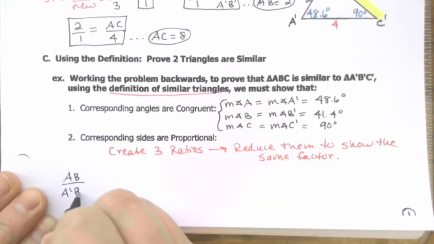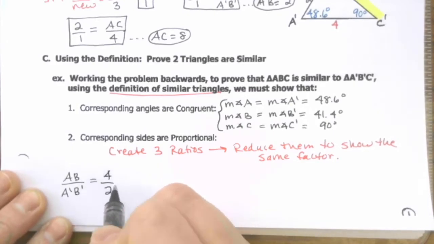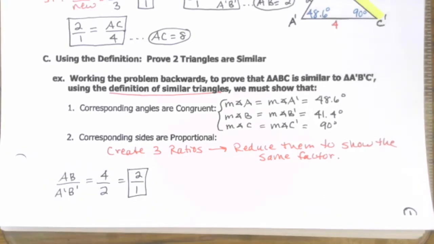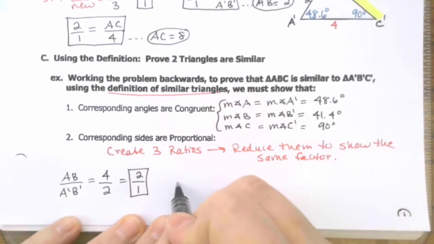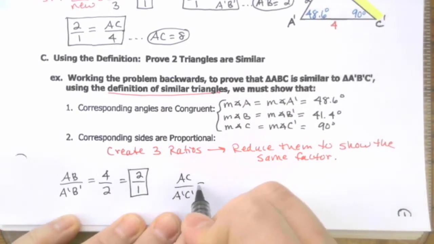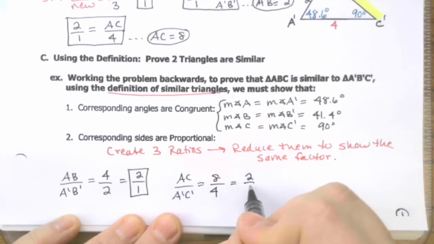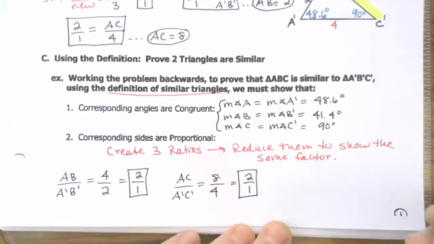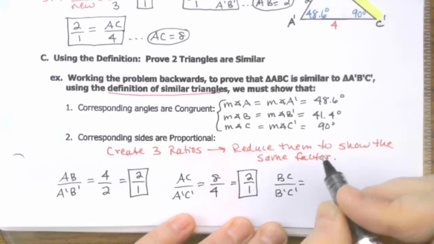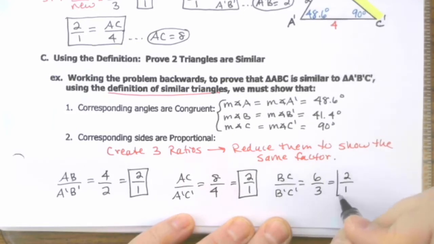AB over A prime B prime, filling in those side lengths, that's 4 over 2, which reduces to 2 over 1. Okay, so now the second side, AC over A prime C prime. Those side lengths are 8 and 4, and that also reduces to 2 over 1. Last one, BC over B prime C prime. Those sides are 6 and 3, and those reduce to 2 over 1.